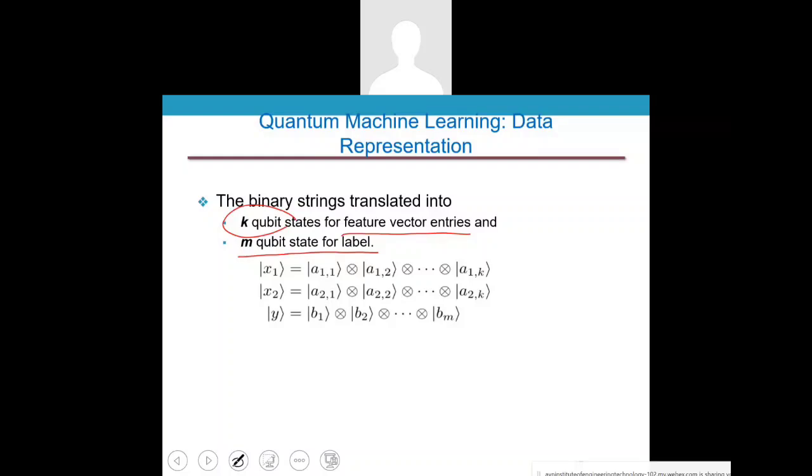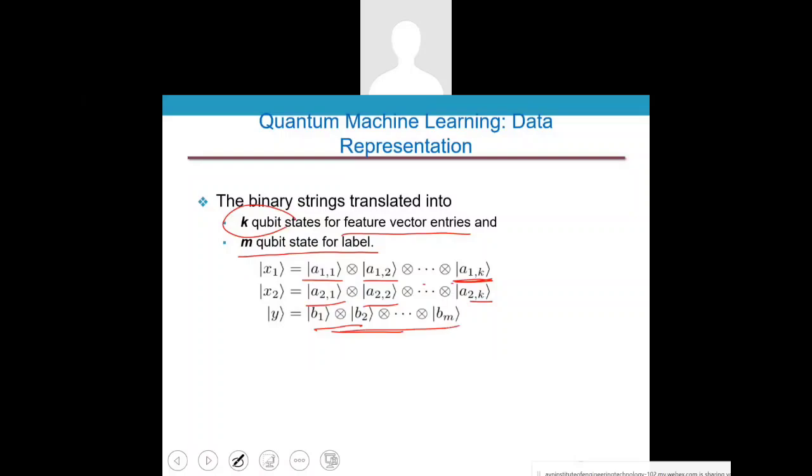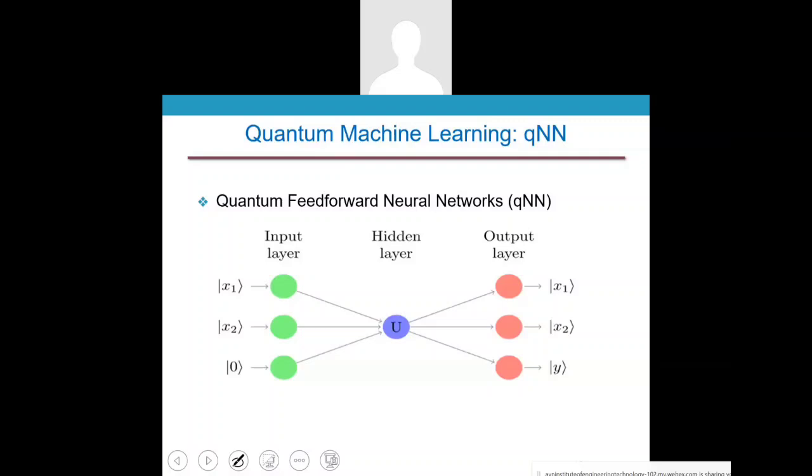This is the input data in the case of quantum representation. X1 is combined like this, with a 1, 2, 3 and so on. This is the quantum states representation, and the other one is x2 1, 2 2 and so on up to k. So y is represented like this up to m. This is the general representation of the data we're going to supply to the models.